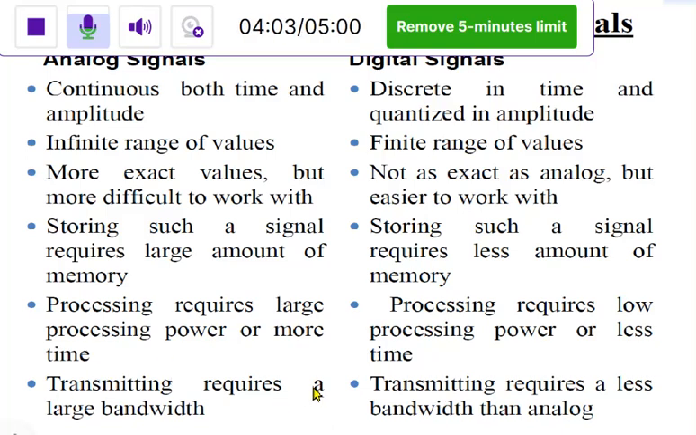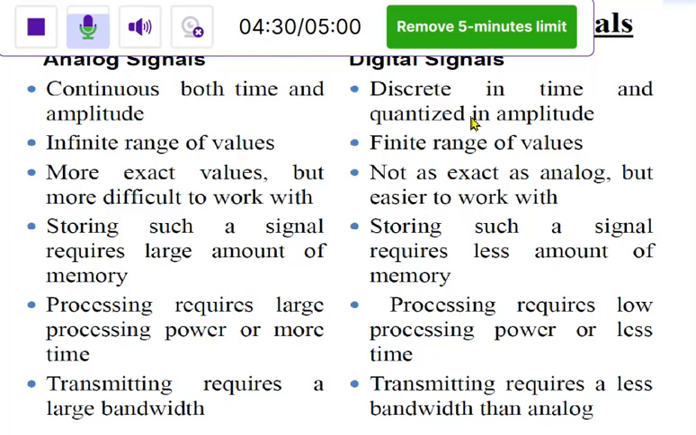Both of those are transmitting, and for transmission, bandwidth is required. So what is bandwidth? Just go to ChatGPT and search. I know what it is, but still go to ChatGPT and search for it. It will give easy definitions, and if you still don't understand, let me know. Transmitting requires a large bandwidth here, and here it is less bandwidth. So these are the differences.